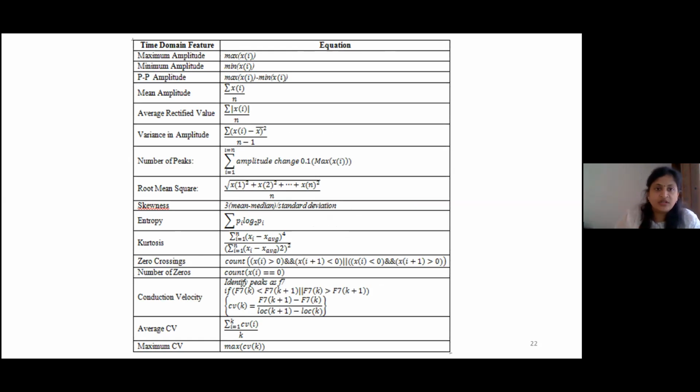These are the total maximum time domain features that I have accumulated over here: maximum amplitude, minimum amplitude, peak to peak amplitude, mean amplitude of your signal, average rectified value of your signal, variance in the amplitude, number of peaks over here. See this formula: amplitude change is 0.1% of the maximum x of i. Why this 0.1? It is multiplied to avoid the unnecessary noise introduced in your signals. Then root mean square, skewness, entropy, kurtosis, zero crossings, number of zeros, as I have shown in this diagram, and conduction velocity. For conduction velocity, we can have the average conduction velocity as a feature, as well as the maximum conduction velocity.